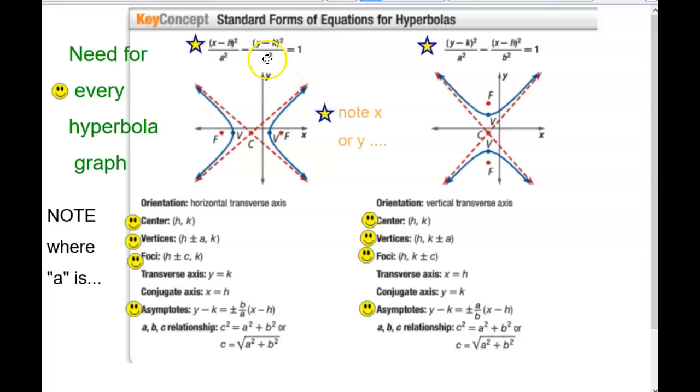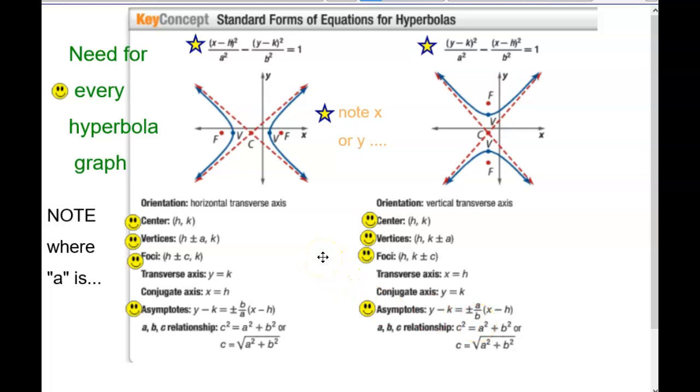The B is underneath the y, right? And what's the definition of slope? Change in y over change in x. So this one has the B under the y, so it's B over A. But when they do this one, the slope becomes A over B. Can anybody explain why? Yes, this is still change in y over change in x. A is underneath the y, so the slope becomes A over B.